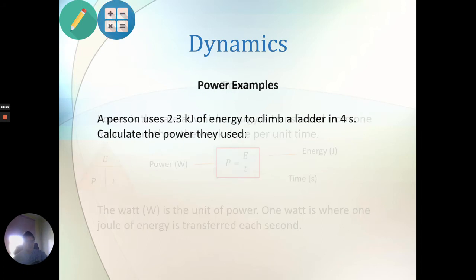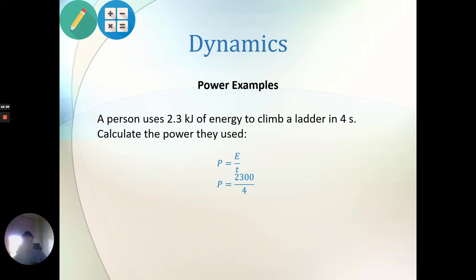An example which might be used in terms of dynamics would be that a person uses 2.3 kilojoules of energy to climb a ladder in 4 seconds, and we're just being asked to calculate the power they used. Well, we've got our P equals E over T. P equals 2,300 divided by 4, and that gives us 575 watts.